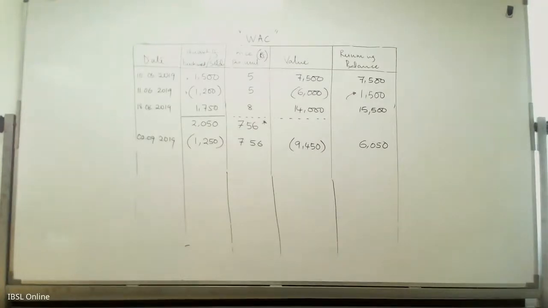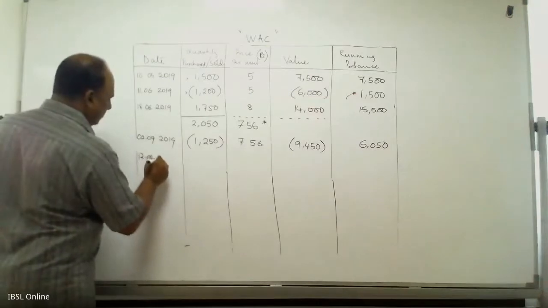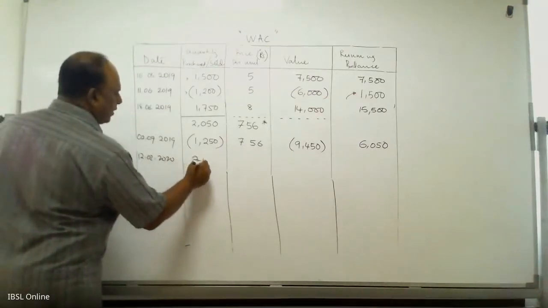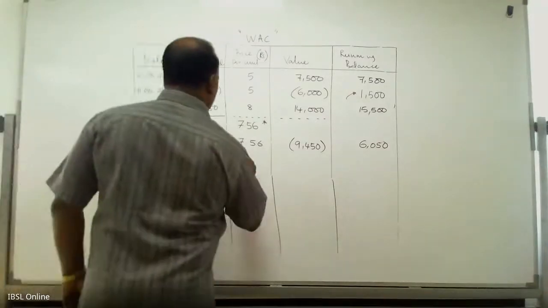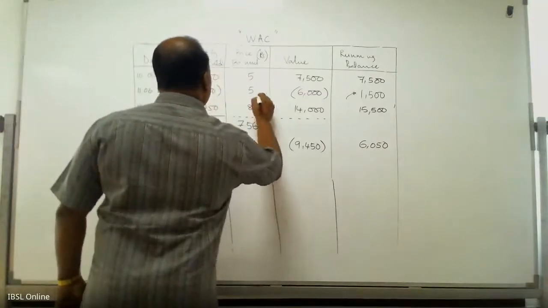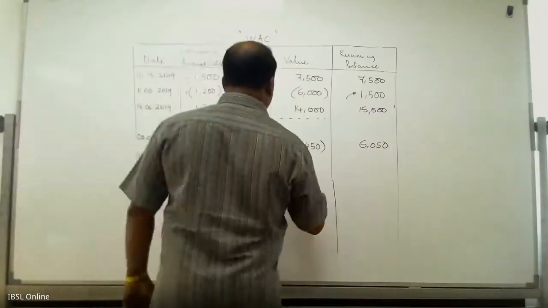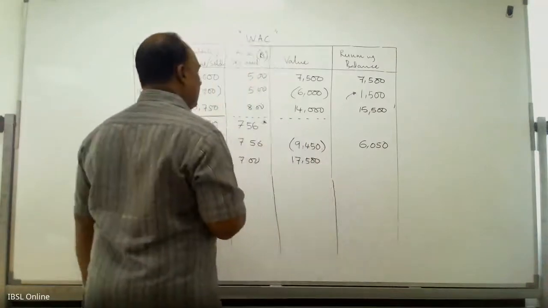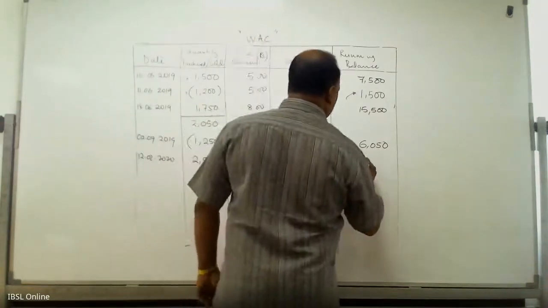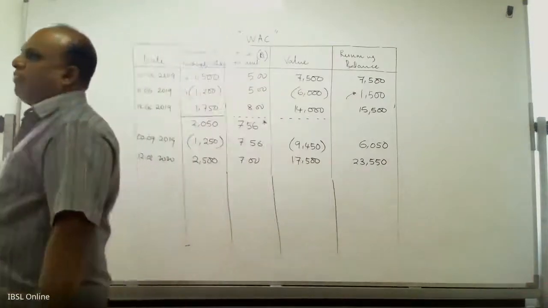next part is the receipt of 2,500 units. So that is on 12th February. 2,500 units at the rate of 7. Okay. So which means 17,500. Okay. So which means 23,550. 23,550.